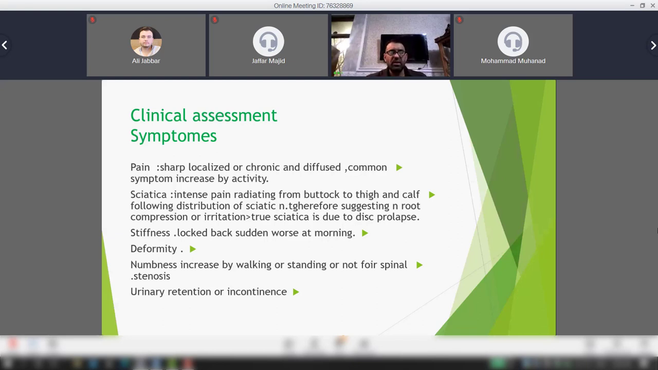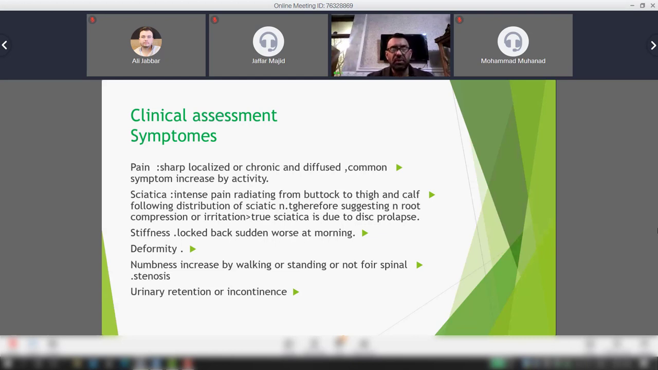If someone comes and tells me that sciatica is intervertebral disc prolapse, I say no. It is just a pain. It could be due to disc prolapse or could be another condition. As a definition, it is intense pain radiating from the buttock to the lower down. It is called sciatica because it is distributed over the sciatic nerve. So it is nerve root compression, or could be just an irritation of the sciatic nerve, could be due to intervertebral disc prolapse, could be due to tumor and so on.